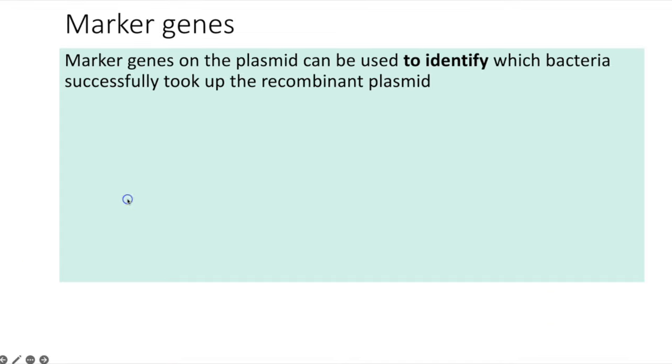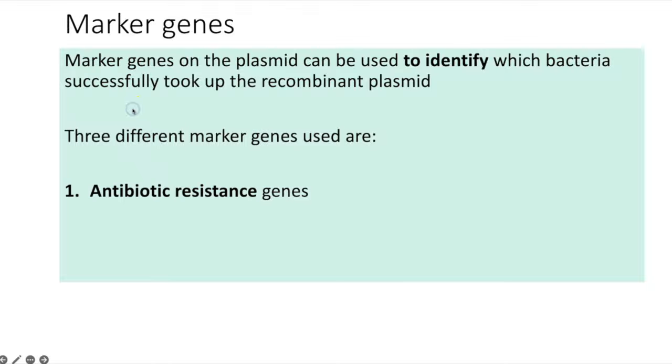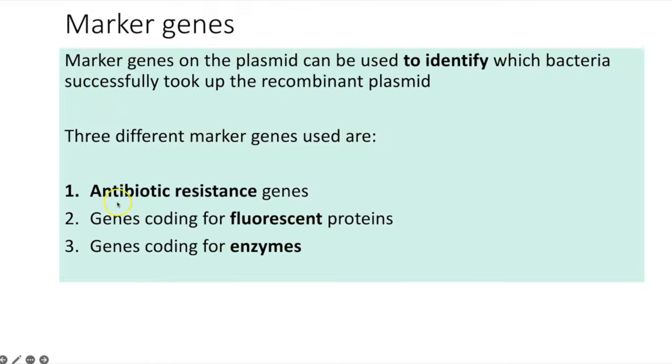So the way this is done is using marker genes. Marker genes on the plasmid are how we identify which bacteria have successfully taken up the recombinant plasmid. The common marker genes that are used are marker genes for antibiotic resistance, or coding for fluorescent proteins, or coding for enzymes. That's because these make it easy to identify whether the bacteria has that gene in it. And therefore, if it does, it means it must have the plasmid within it as well.